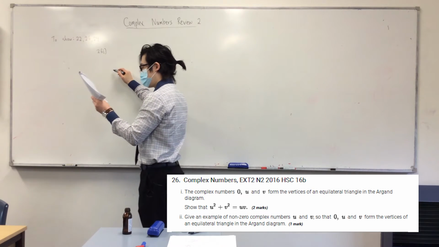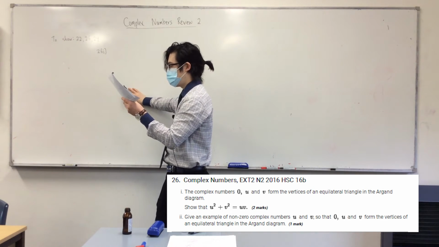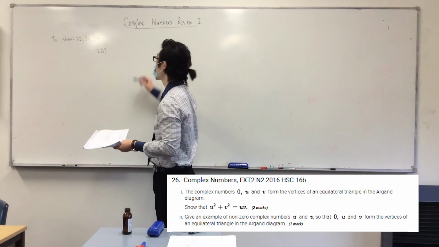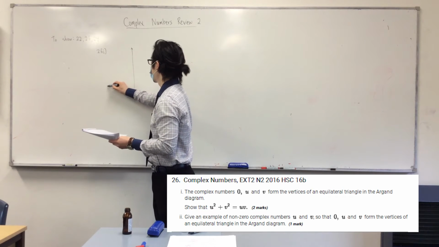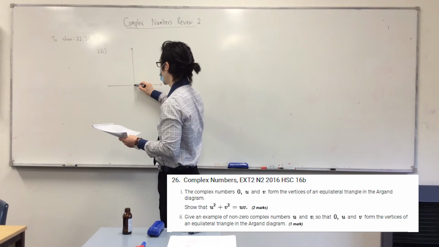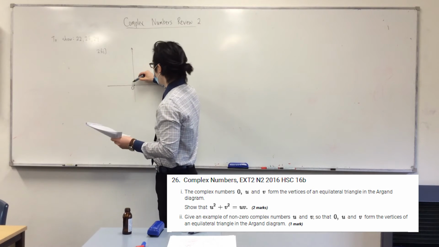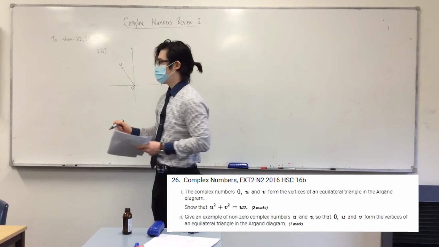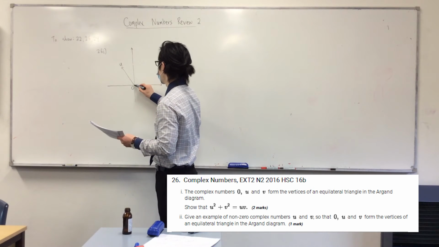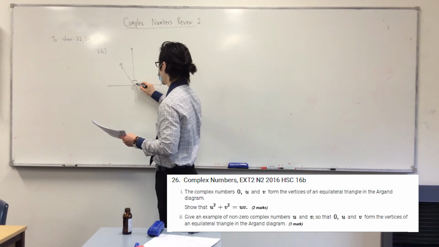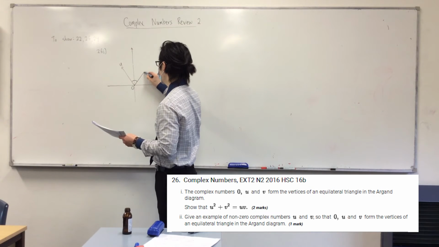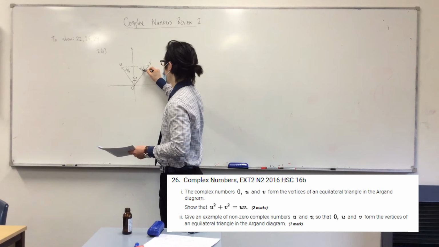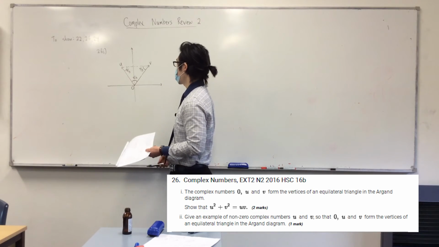So we've got the complex numbers 0, U, and V forming the vertices of an equilateral triangle on the Argand diagram. So when you see that, you want to draw a diagram. Here's an example of what you could draw. You've got 0, U and V. It doesn't matter which quadrant, but remember, keep in mind it's an equilateral triangle. So you want to make that angle about 60 degrees, pi over 3, okay? It helps to have a diagram, even if they don't give you one.